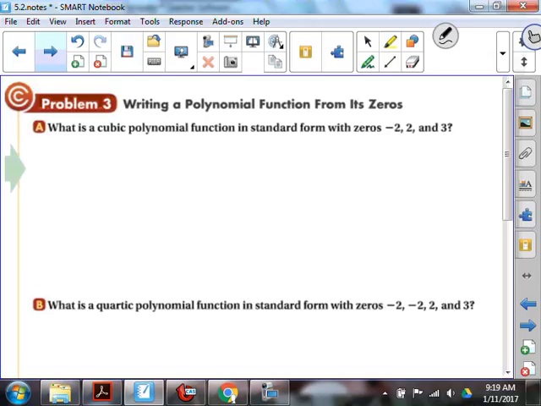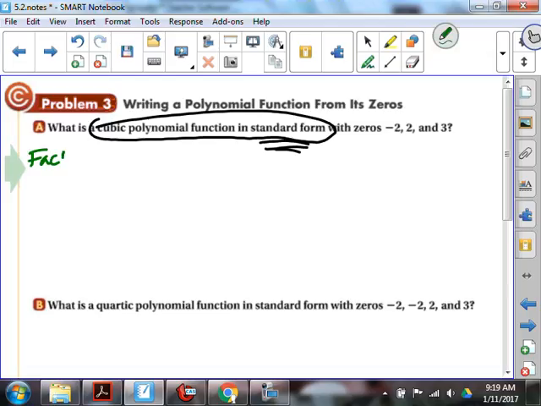Problem number 3. Oh, no. This is where it starts getting a little bit more challenging. If you know how to distribute, if you know how to FOIL, this isn't so bad. They want a cubic polynomial function in standard form. The fact that they want it in standard form is what makes this one a little bit more difficult. We could start with this in factored form, and that's what I would recommend. Factored form first.